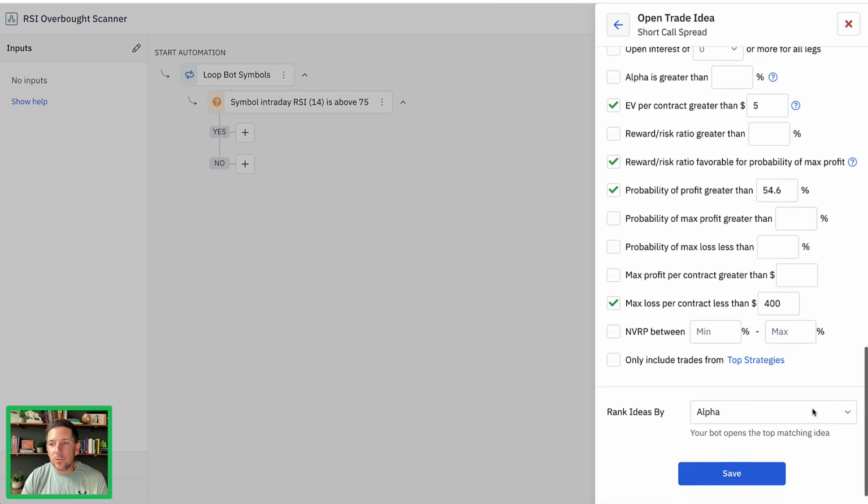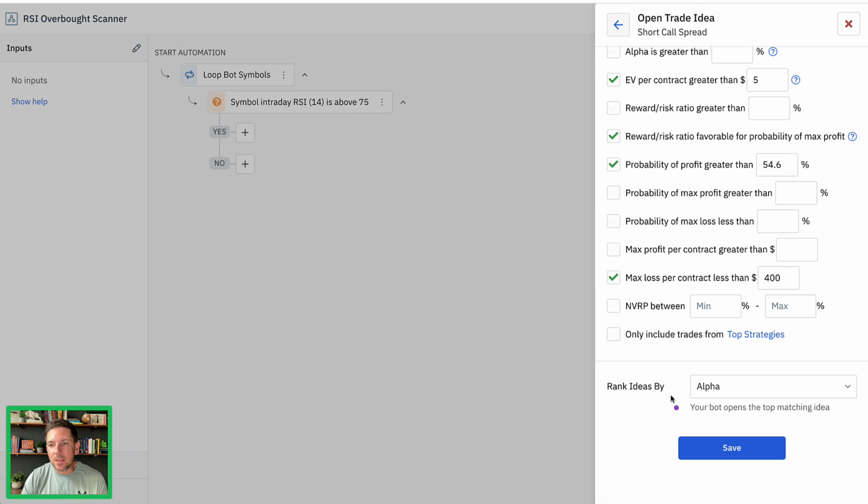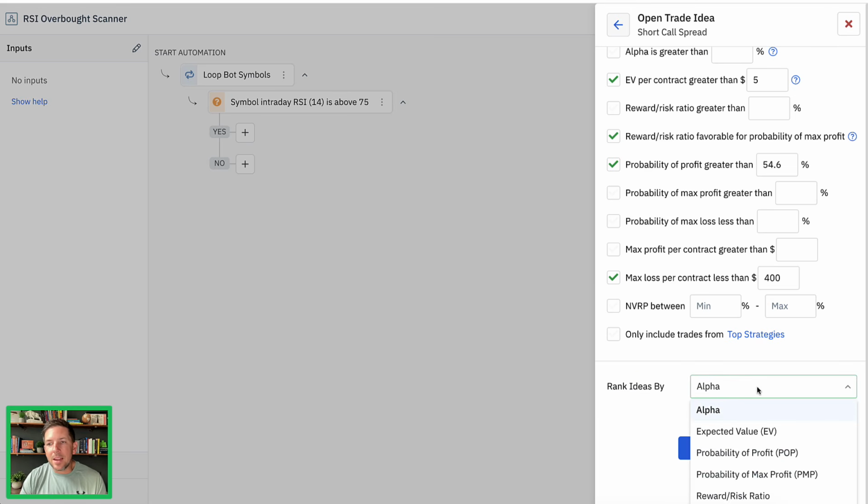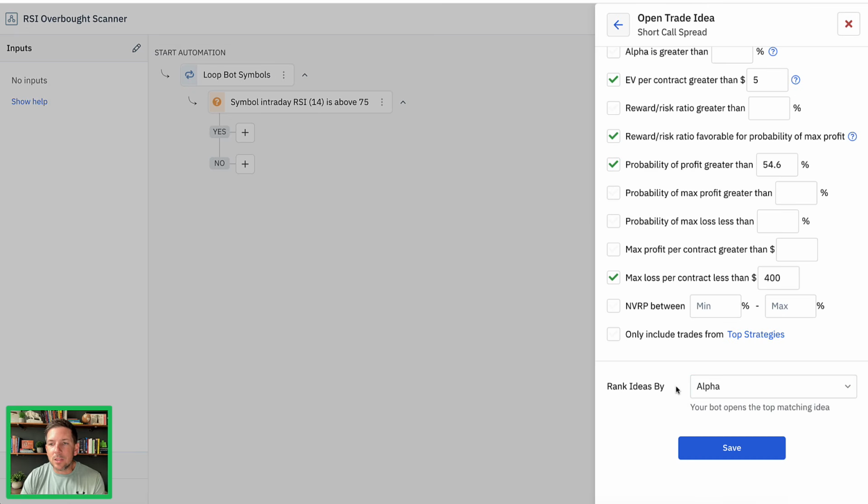You're just saying, look, find me a trade that fits all of these criteria. Now, if it's true that you have many, many trades that fit this criteria, your last way of filtering here is just to rank them. So how do you want to rank any of those trades? Let's say you have 10 of them. Do you want to take the highest expected value, the highest probability of profit, the highest risk reward ratio? I usually go with the highest alpha because that's a risk adjusted version of that for Option Alpha. And then it will take that top trade and try to get into it.